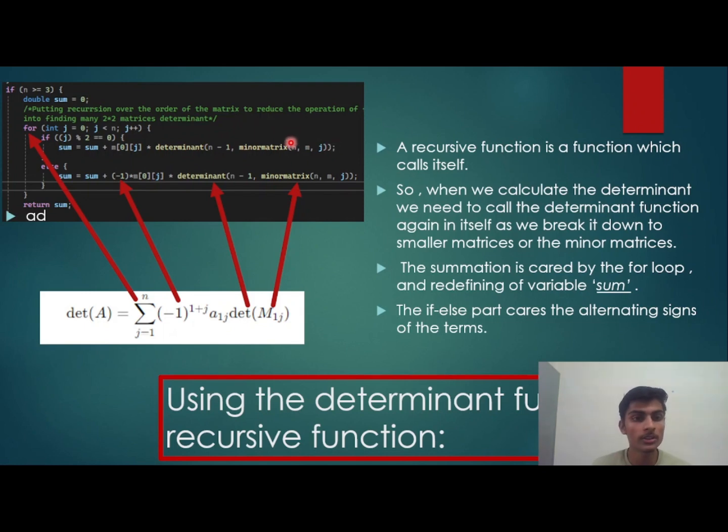So now we need to feed this determinant a minor matrix. After feeding it, it will calculate, and again the loop will get finished, and that's all. So the last step is to find the minor matrix.